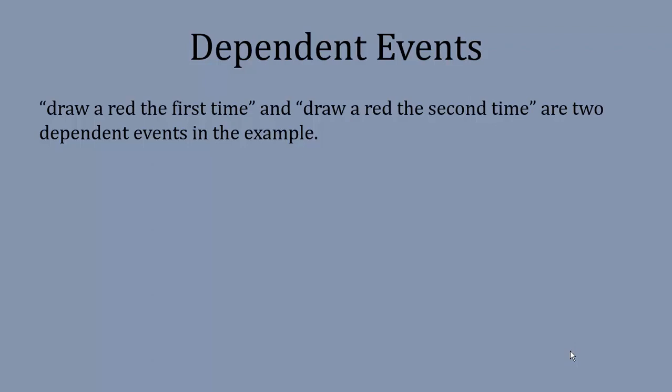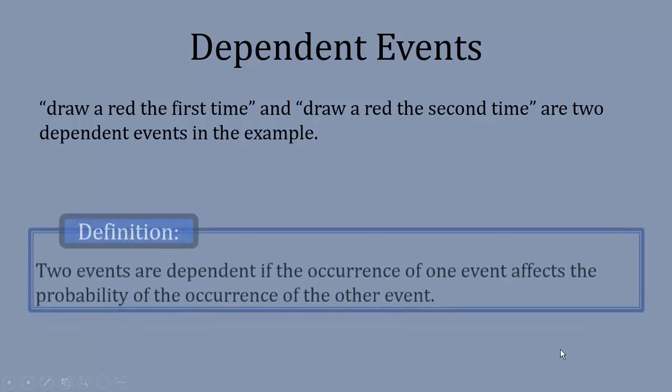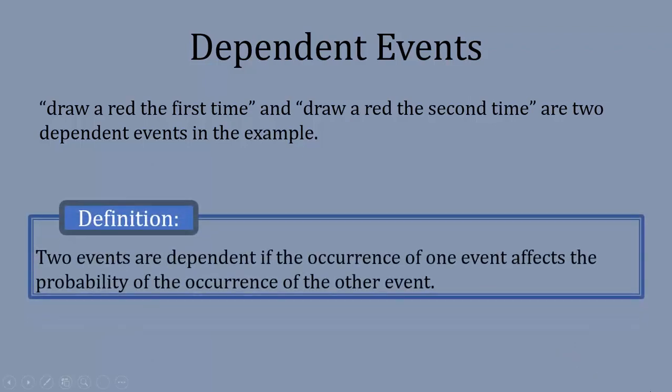Since drawing the first red marble affects the probability of drawing the second red marble, we see these 2 events are dependent. Here comes the definition of dependent events. 2 events are dependent if the occurrence of one event affects the probability of the occurrence of the other event. However, this definition is not a cut and dry definition. We will come back and discuss this in a little bit.